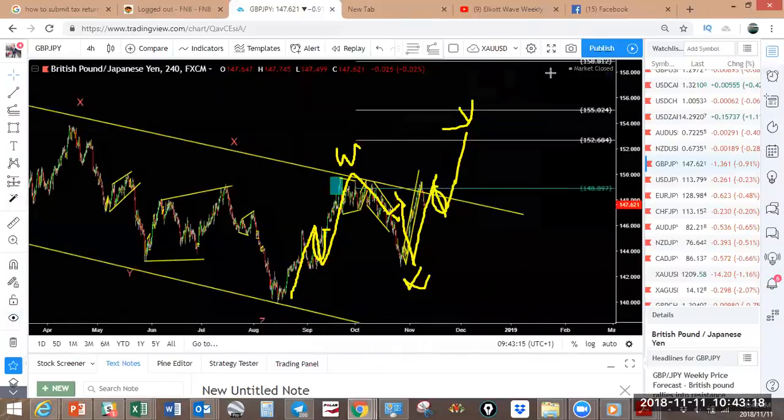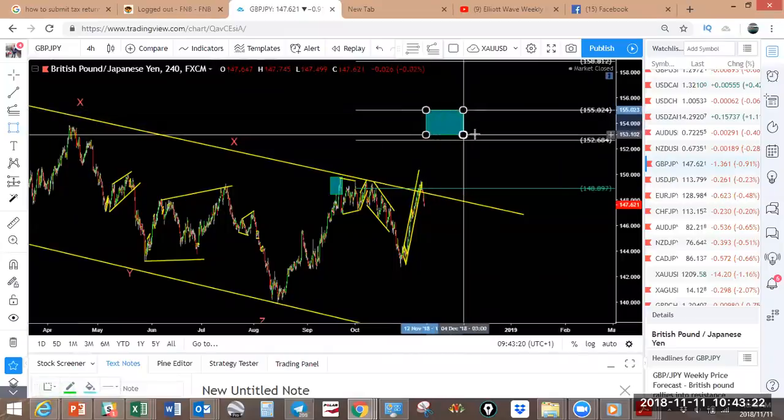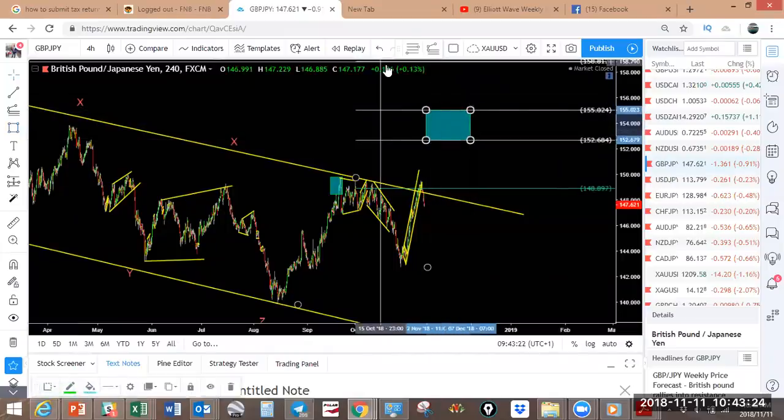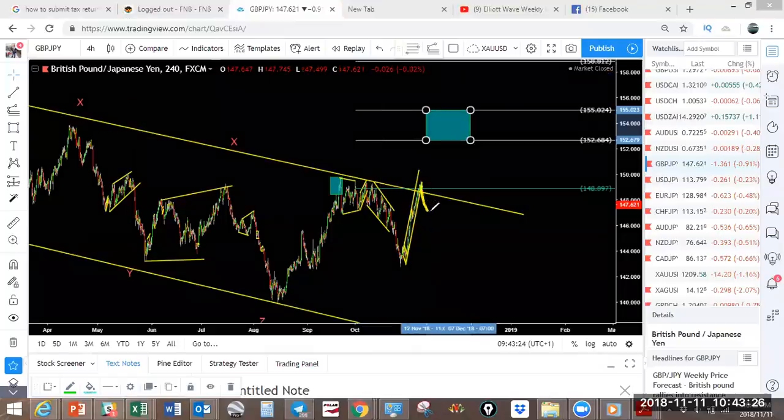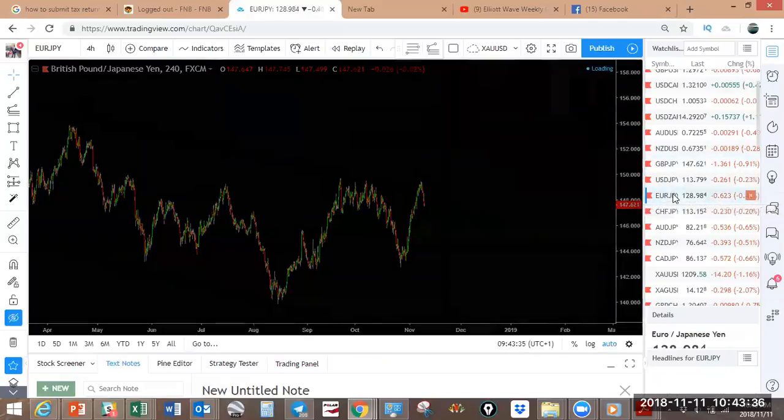Okay? Although not marked, this is where the blue box is supposed to be. So we will look for this one to rally. That's corrected here. We'll look for this one to rally into that blue box. Okay? So that's what we're looking for. That's pound JPY, that is pound JPY.